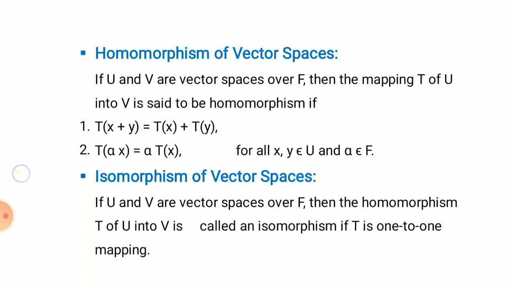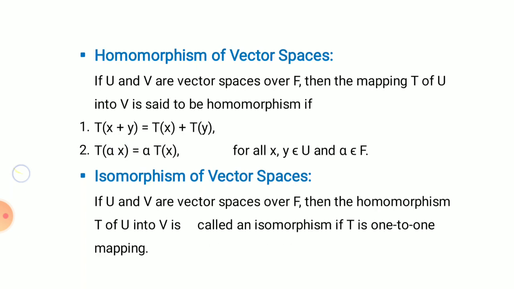Here you have to remember that the vector spaces U and V are not homomorphism. The mapping T from one vector space to the other vector space is called a homomorphism if these two conditions are satisfied. Again, you have to remember that in this case we have to take a mapping T of U into V. Into means not multiplication, it is a mapping into mapping. That means from a vector space U to V.